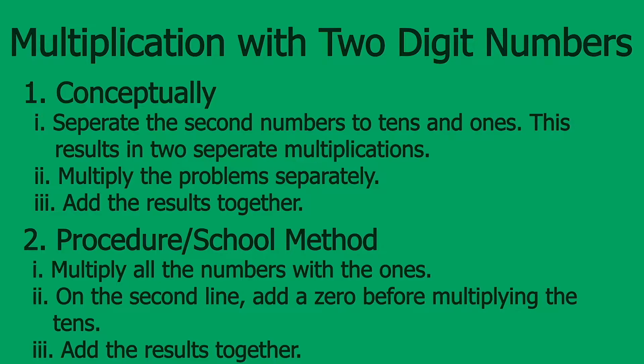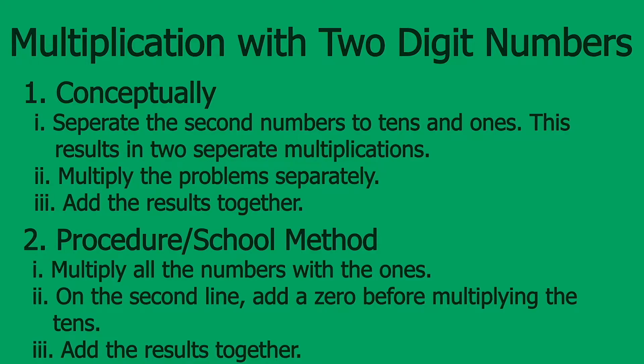Now there's a lot of different ways to go about multiplying it, but I'm going to focus mainly on two. The first one is more of a conceptual based multiplication, and the second one is more of a procedural based multiplication, where you would normally see that taught in schools. For the conceptual one, since you're multiplying 2 digit by 2 digit, you're going to use the second 2 digit number and separate it. One part is going to be the ones and one is going to be the tens. That becomes two separate multiplication problems. You multiply them separately, then add the results together. The end result is the multiplication of the two original numbers.